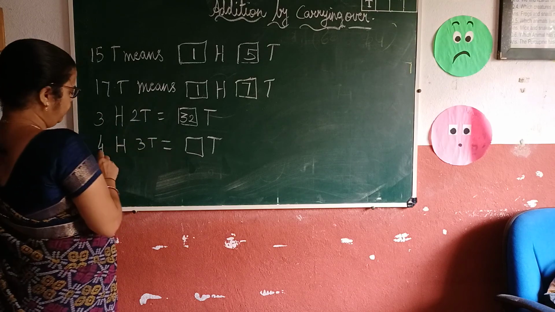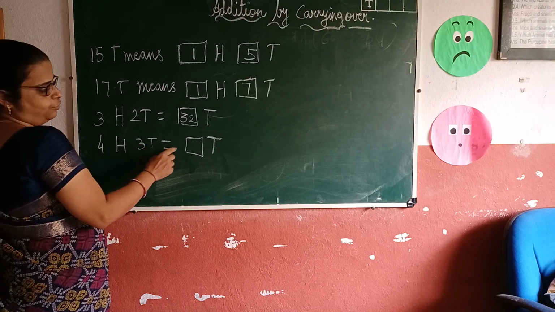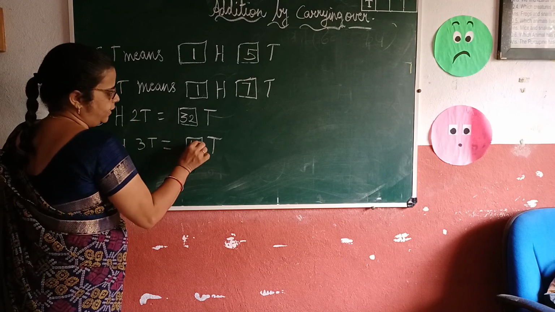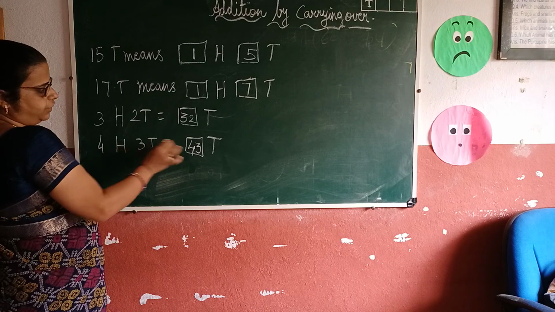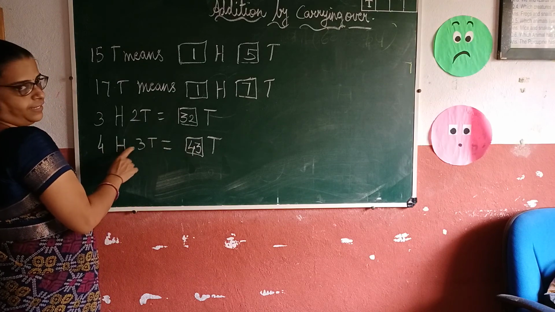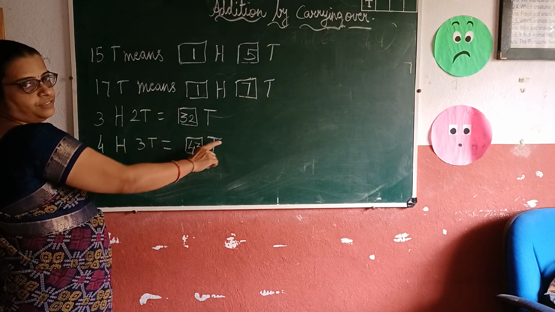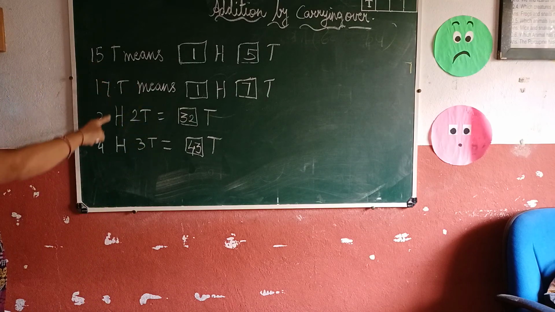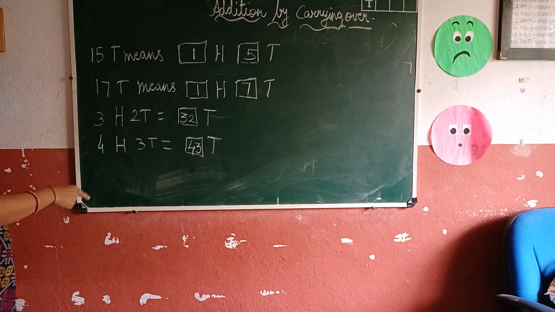Same way, 403 tens is equal to dash tens. So we have to write here 4 and here 3. 403 tens is equal to 43 tens. I hope I have solved these two examples. So you have to solve this in your notebook.